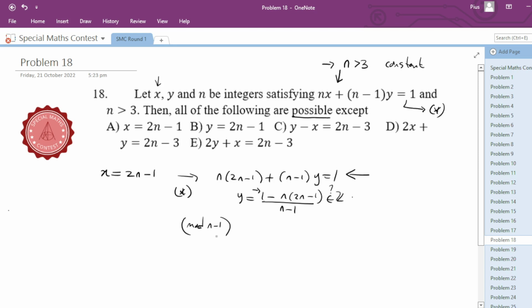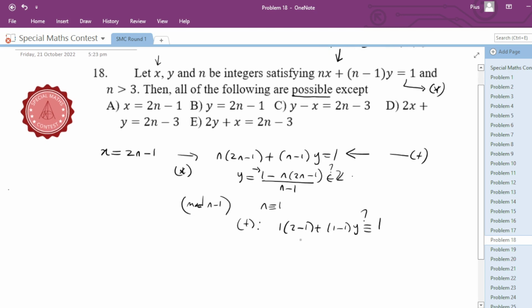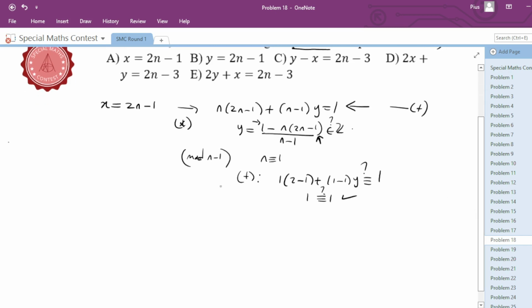So let's take mod n minus 1. In mod n minus 1, we have n is congruent to 1. So from that, let's call this plus. So plus would give 1 times (2 minus 1) plus 0 times y. So we want to check when this is going to be congruent to 1 again. And this will be 1 plus 0, so that's 1 congruent to 1. So this in fact is always correct. This means that irrespective of the value of n we use, this will always be an integer. So in fact, that means this must have been factorizable, but I would not bother with that. Okay, so we just use the same approach for the rest of them.